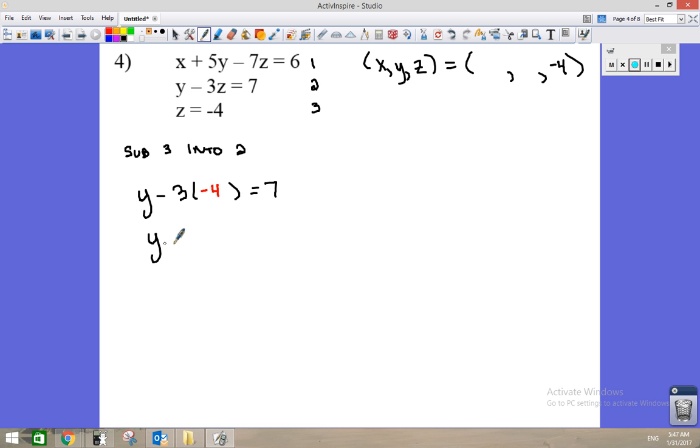So I've got y plus 12 is equal to 7. To solve for y, to get y by itself, we get rid of this term that's 12 by subtracting 12 from each side, and I get that y is negative 5.